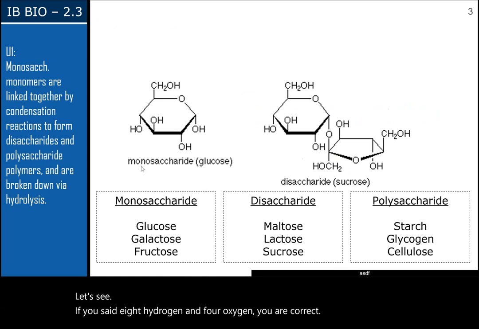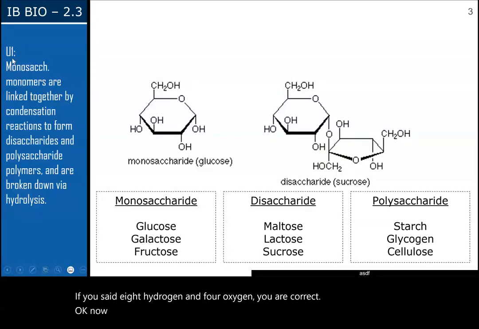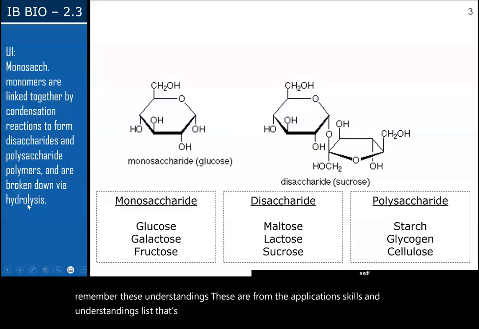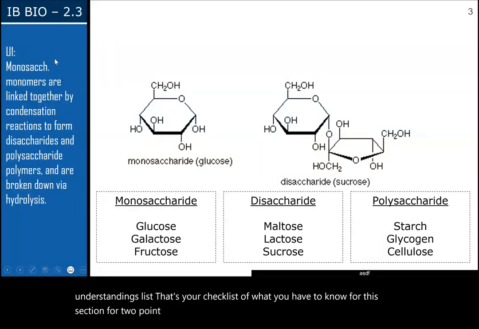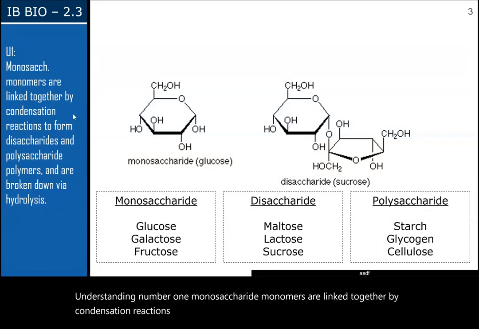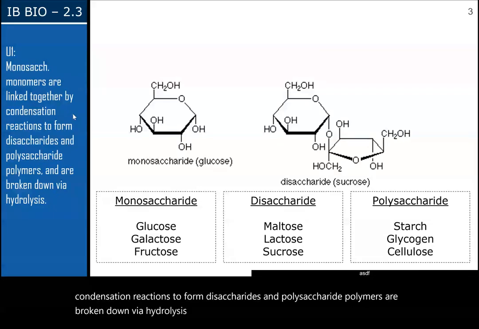Okay. Now let's get into our understandings. Understanding number 1. And remember, these understandings are from the applications, skills, and understandings list. That's your checklist of what you have to know for this section for 2.3. Understanding number 1: Monosaccharide monomers are linked together by condensation reactions to form disaccharides, and polysaccharide polymers are broken down via hydrolysis. All right, so let's translate that into English.